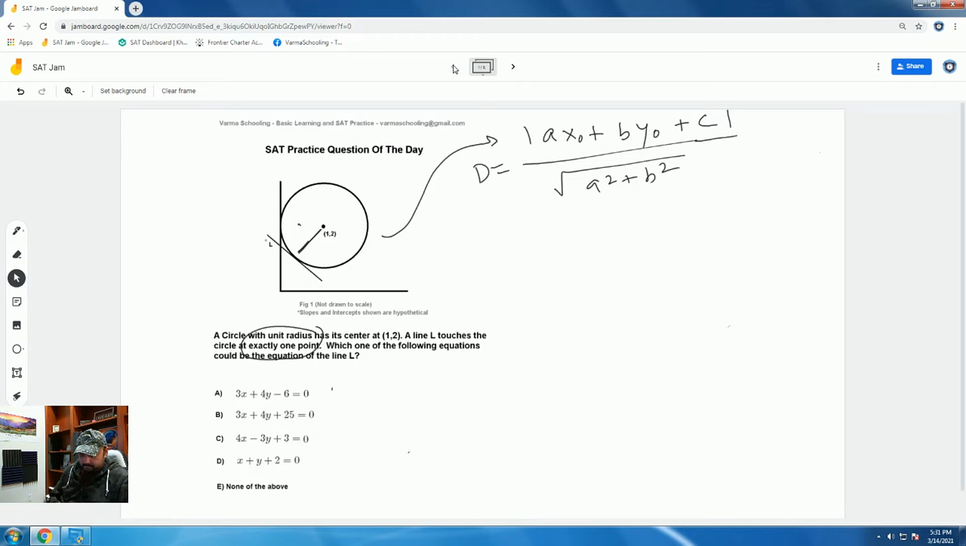So let me give one more case, okay? You have a line, ax plus by plus c equals 0. Let's quickly find out the intercepts.